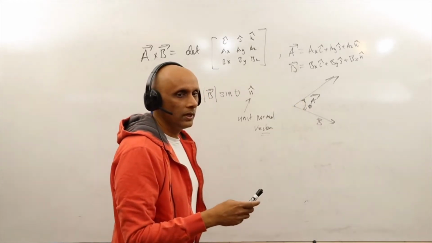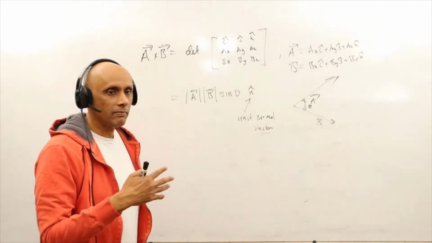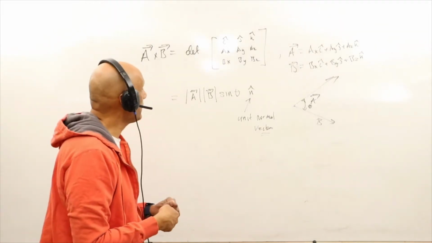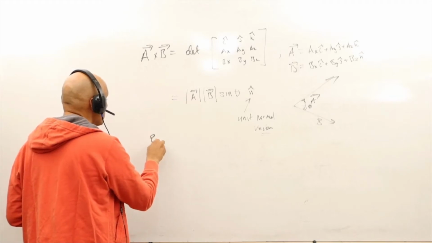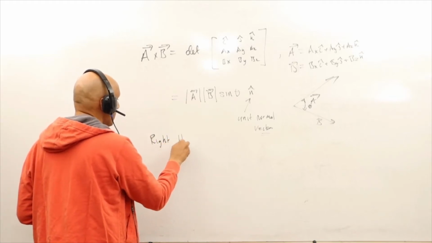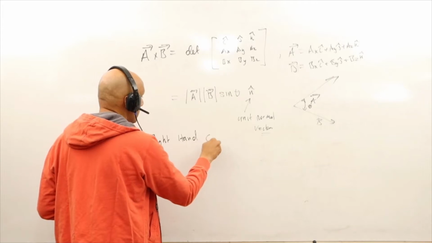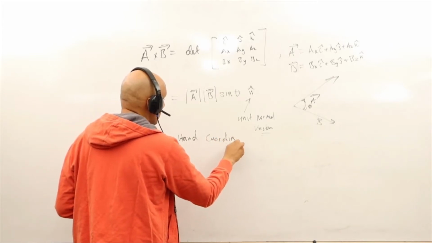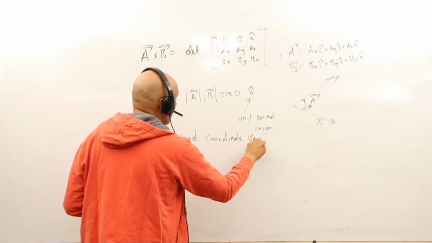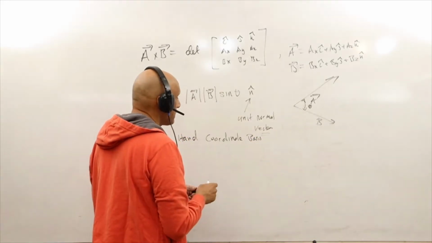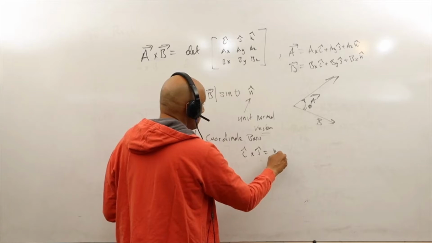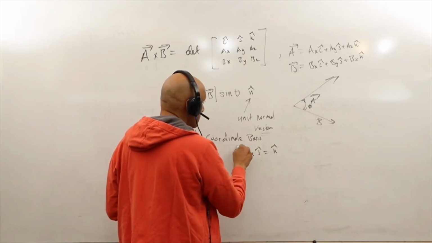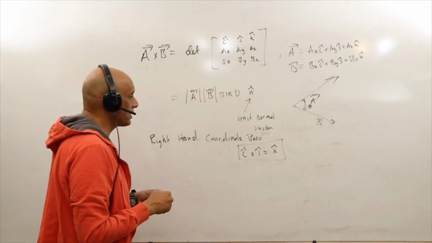So we don't know which. Our mathematical system is based on something called the right-hand coordinate basis, and the right-hand coordinate basis assumes that we have i cross j is equal to k, with a direction. And this is the direction, the right-hand rule, that I'd like to make sure you understand.